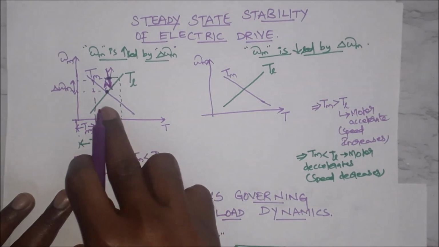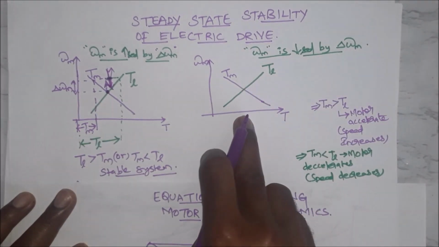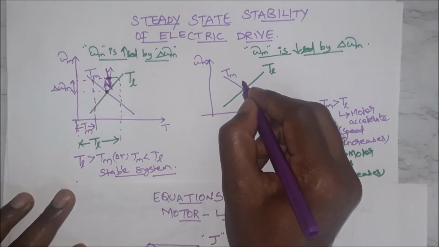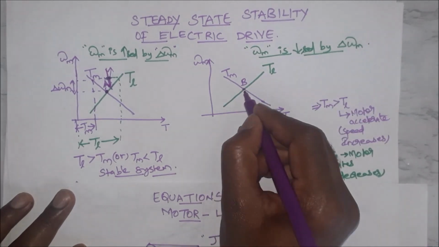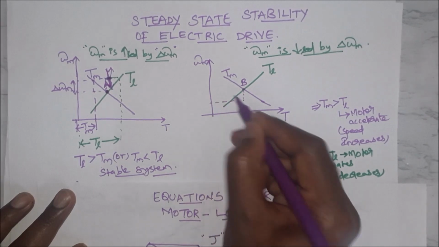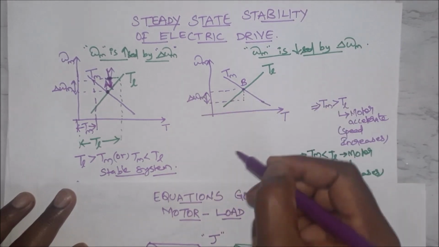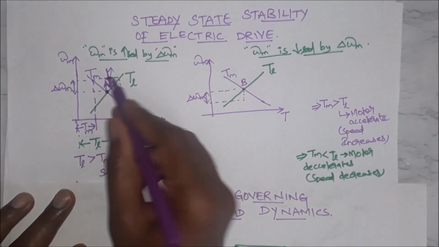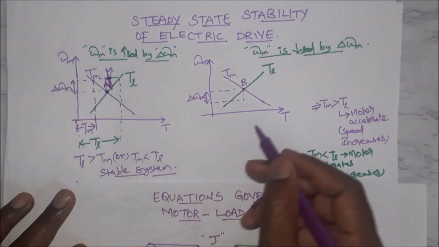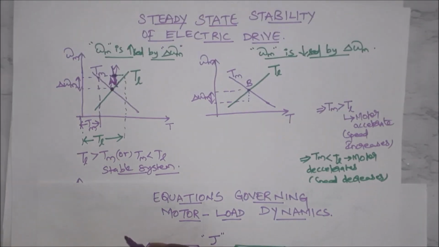Now let us consider the same example with the speed decrement. So let us see what happens when the speed decreases. Let me assume this as my operating point B, and let me decrease the value of the speed from here to here by the same delta omega m, but I am decreasing now. In the previous case I have increased the speed, in this case I am going to decrease the speed by a value of delta omega m. So let us evaluate the values of the motor torque and the load torque.